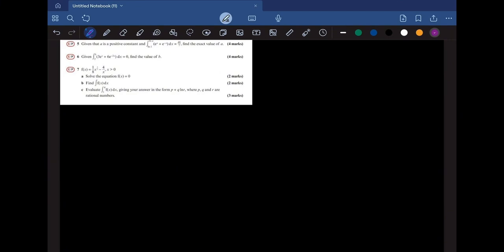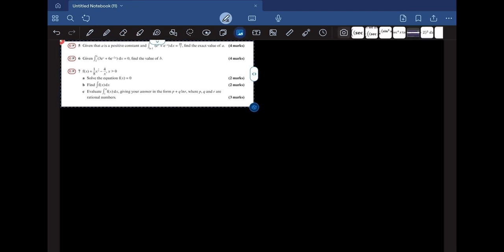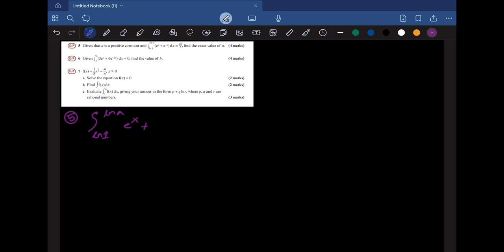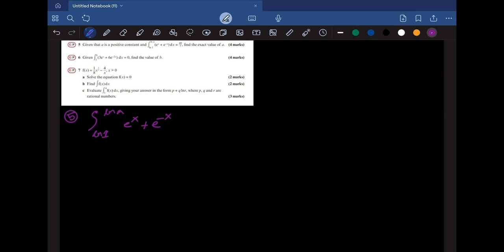The first question is like this, which says the integral from ln 1 to ln a of e to the power of x plus e to the power of minus x. So let's write it down here. The fifth question says the integral from ln 1 to ln a of e to the power of x plus e to the power of minus x dx, which can also be written as e to the power of x minus e to the power of minus x, with limits ln 1 to ln a.